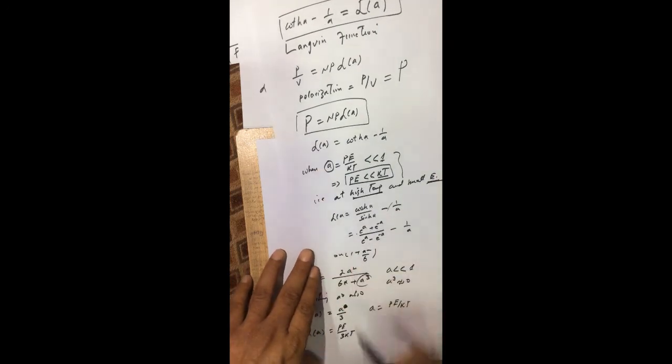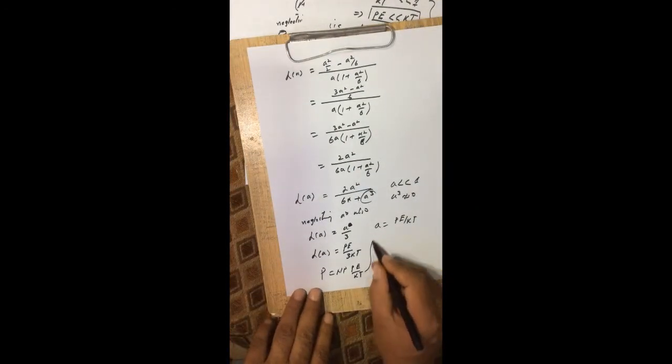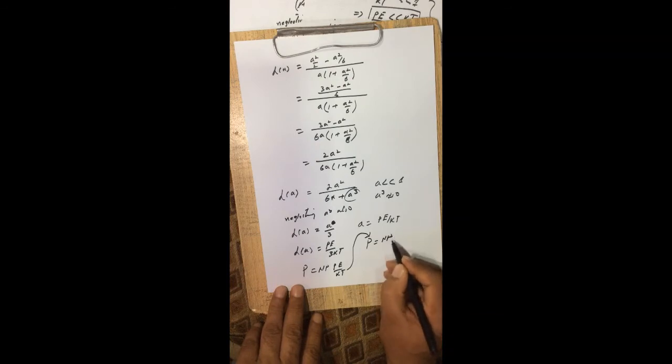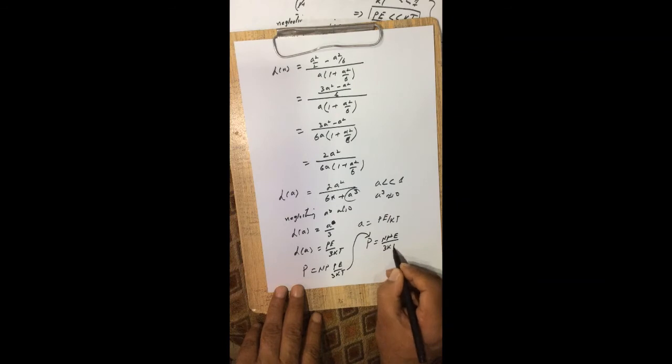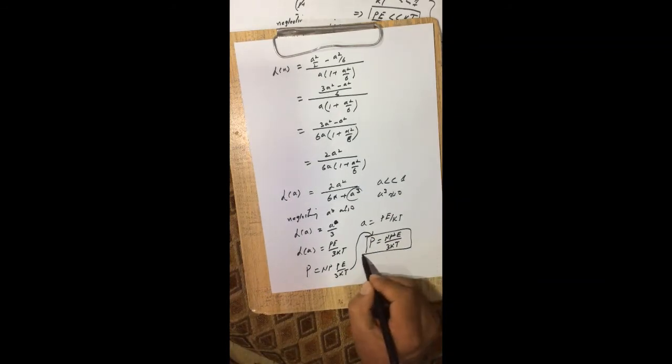If I put it into this equation, the polarization is equal to Np times the Langevin function, which is pE over 3kT. So the net polarization is Np square E over 3kT. This is 3kT. So this is the polarization of dipolar orientational polarization.